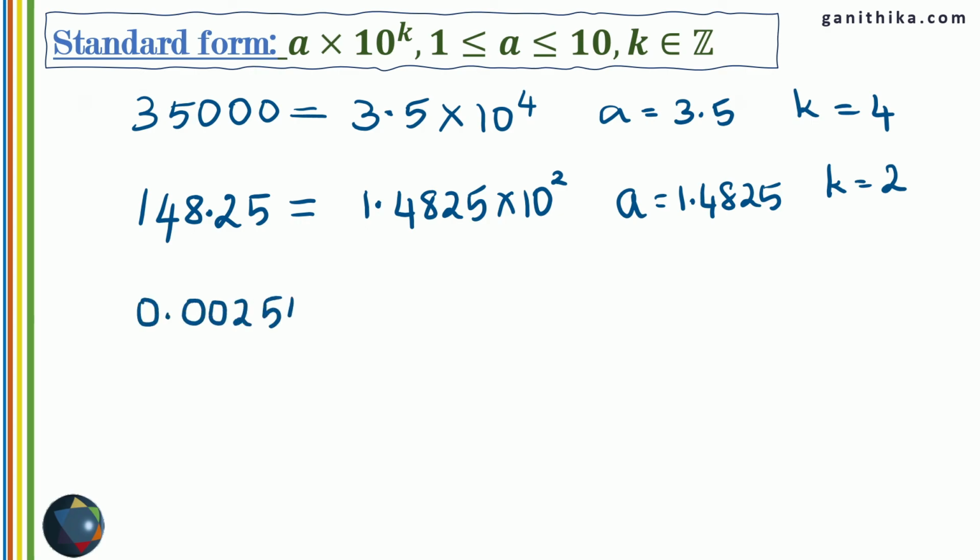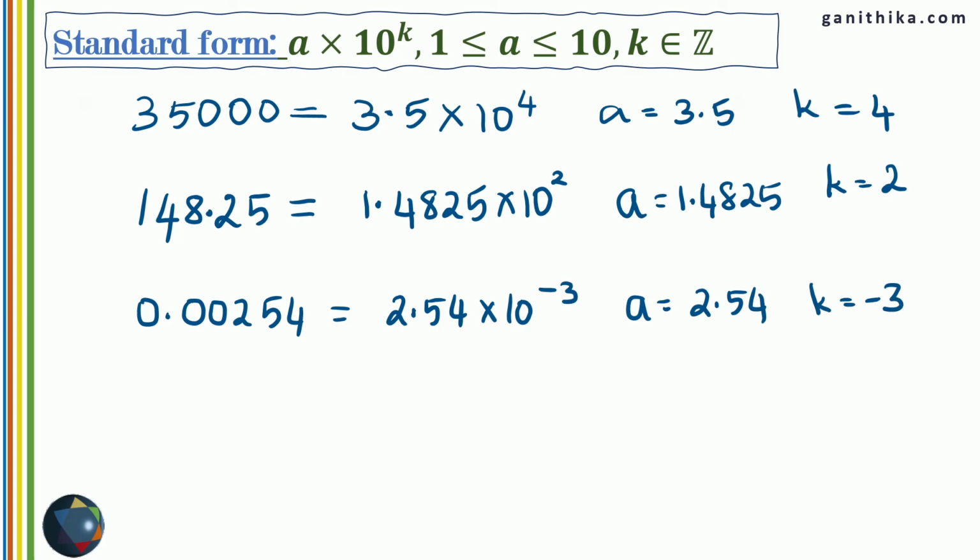Going further with a more decimal number, you can see that 0.00254, a has to be more than 1. Therefore, the decimal should be moved all the way to after 2. So it is 2.54 times 10 to the power of negative 3. In this case, a is 2.54, which is less than 10 and more than 1. k is negative 3, which is an integer.